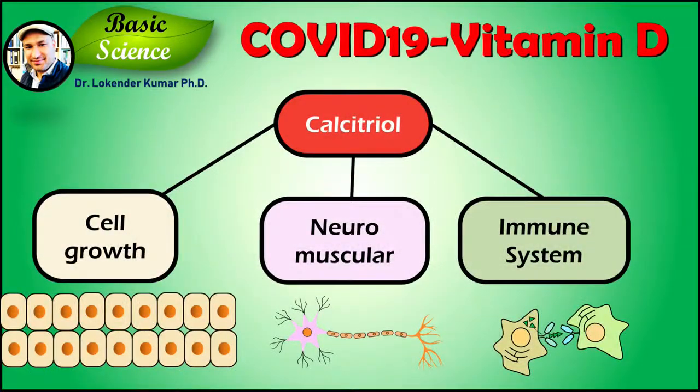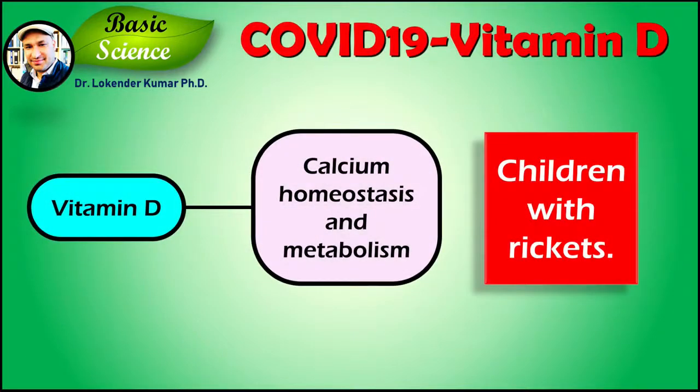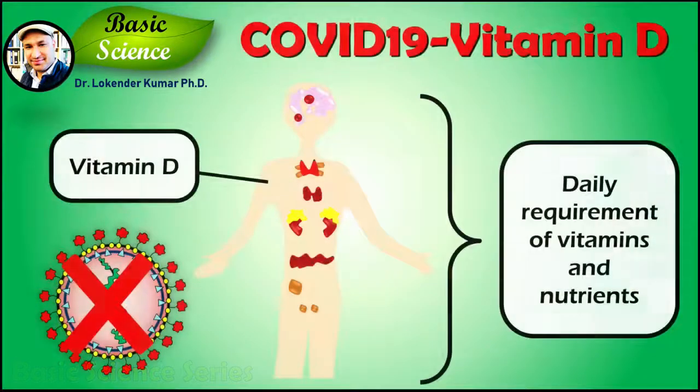Calcitriol also has other biological effects, including cell growth, neuromuscular functions, immune functions, and reduction of inflammation. Vitamin D has a significant role in calcium homeostasis and metabolism. Its discovery was due to the effort to find the dietary substance lacking in children with rickets. Vitamin D is certainly an important compound for our body.